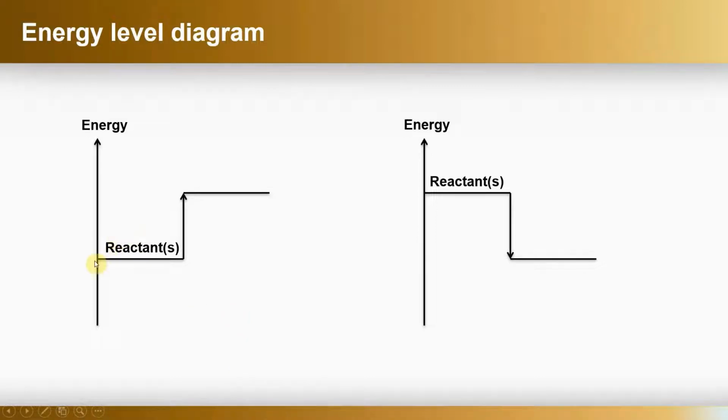This level represents the level of energy that the reactant possesses, and it will be raised or dropped to a level when products are formed. When we see an increase of energy level, that means overall heat is absorbed. We can say delta H, or heat of reaction, is positive for the one on the left, and for the one on the right, is negative.